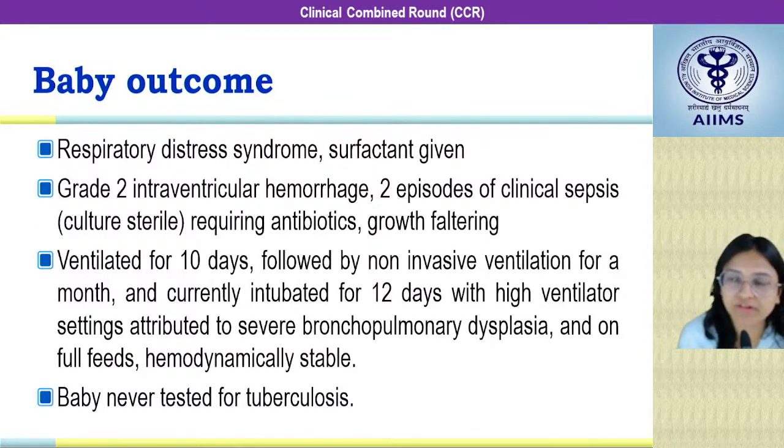Coming to the baby outcome, the baby had respiratory distress syndrome, so surfactant was given to the baby. Baby developed grade 2 intraventricular hemorrhage. She had 2 episodes of clinical sepsis requiring antibiotics. She was ventilated for 10 days, followed by non-invasive ventilation for a month, and is currently intubated for 12 days with high ventilator settings attributed to severe bronchopulmonary dysplasia, and on full feeds. Baby was never tested for tuberculosis.